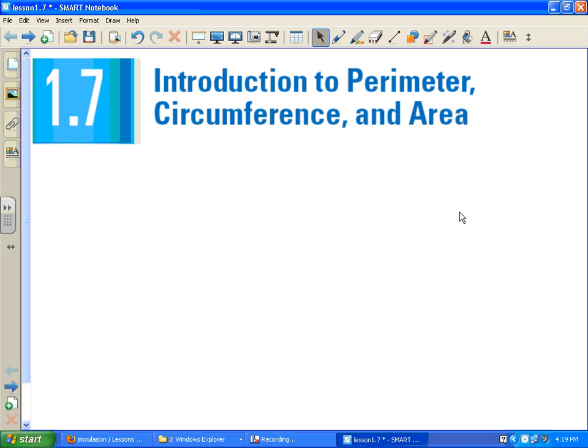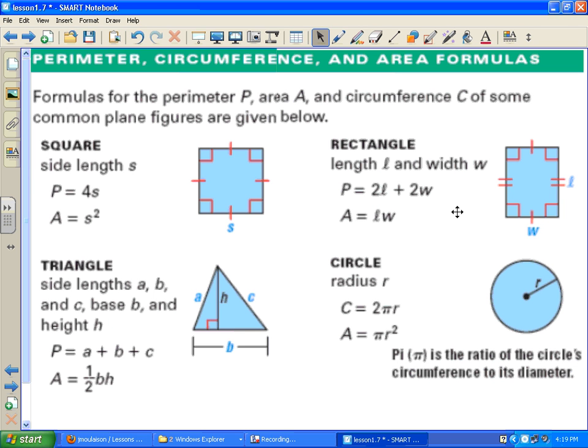Section 1.7, an introduction to perimeter, circumference, and area. Some formulas for perimeter and area for a square. Perimeter is the sum of the four sides, or 4 times s. And the area is side times side, or side squared.